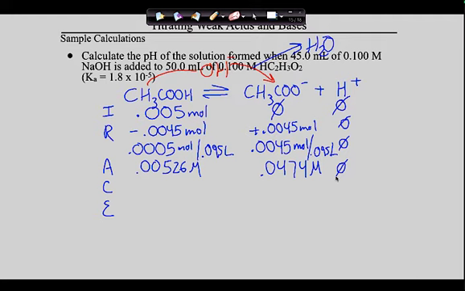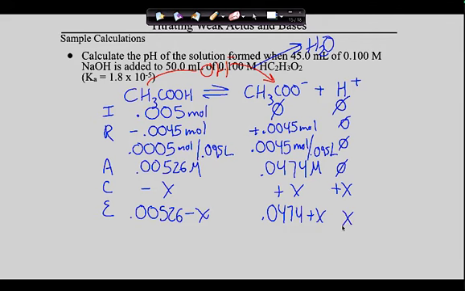Now we're talking about the reestablishment of equilibrium. This is a rate-based equilibrium process. We understand that as this falls to equilibrium, this goes down by x, this goes up by x, this goes up by x. So we get 0.00526 minus x, 0.0474 plus x, and x.